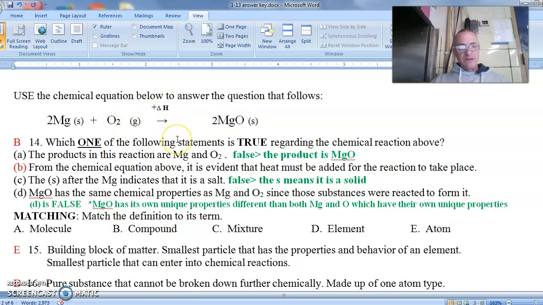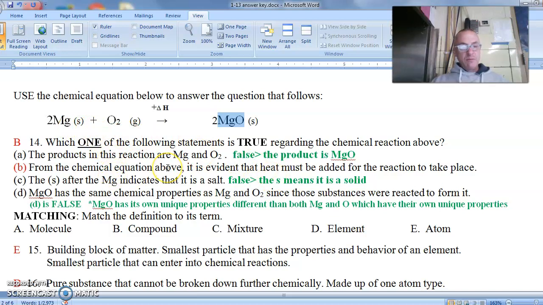So which of the statements is true about this? Are the products magnesium and oxygen? No, magnesium and oxygen are not the products. Those are the reactants. The product is what we made, magnesium oxide. It was that whitish powdery salt that we saw formed after the silvery ribbon was in the burner flame.